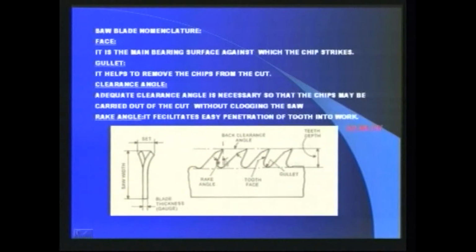Clearance angle. The adequate clearance angle is necessary so that the chips may be carried out of the cut without clogging the saw. Rake angle, it is the rake angle. It facilitates easy penetration of tooth into work.